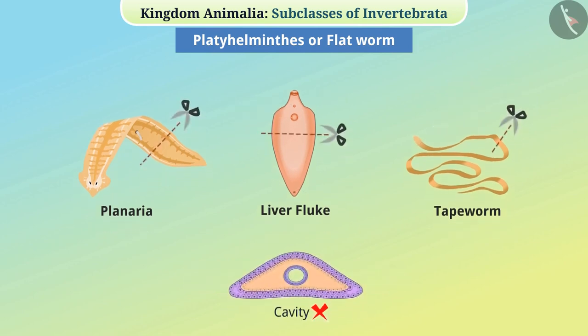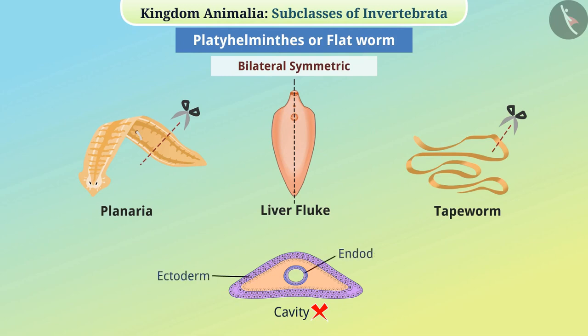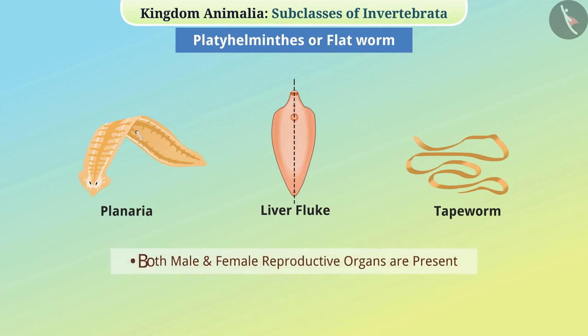They do not have a cavity in their body, but two parts of their body can be made in such a way that both the right and left parts are exactly matching each other, that is, their body is bilateral symmetric. Their tissue differentiation is made up of three cellular levels, the outer skin, the ectoderm, the inner skin, the endoderm, and the middle skin, mesoderm. So, they are triploblastic. In these, both male and female reproductive organs are present in each organism, and they can produce offspring through sexual and asexual reproduction.